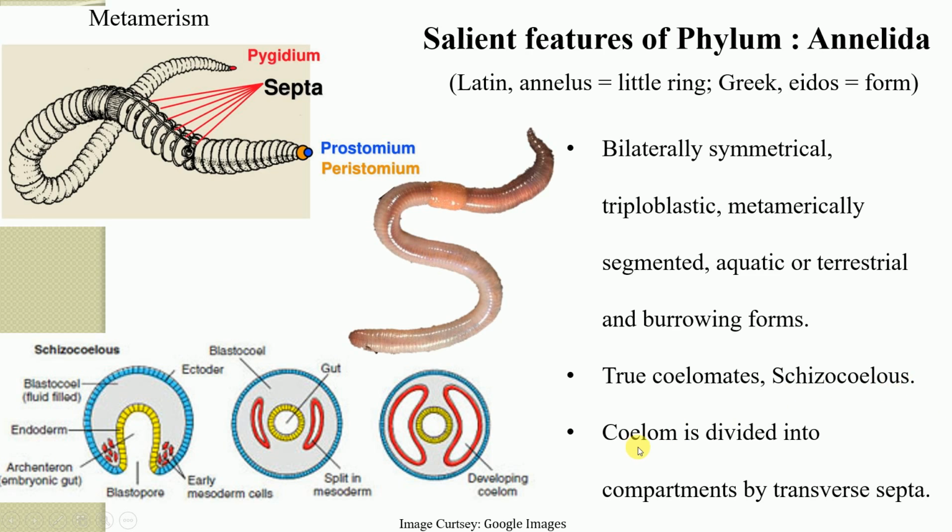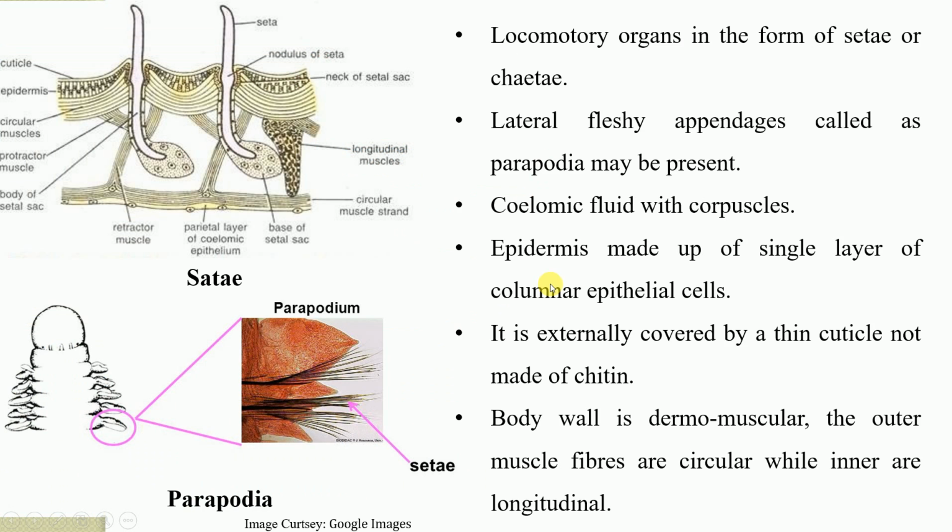Now the coelom is again divided into compartments by transverse septa. Here again in this diagram you will find many septa. Septa are responsible for dividing each and every annulus, or so-called metamerically segmented. So the body coelom, due to the presence of transverse septa, is divided into many small compartments, which is another characteristic feature of the phylum Annelida.